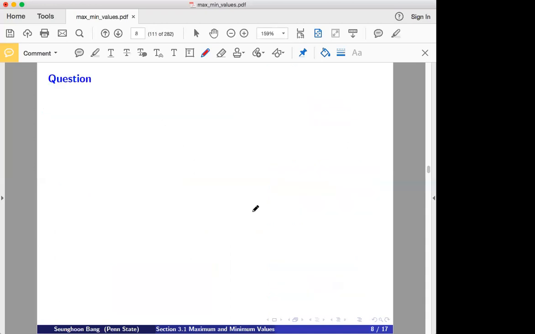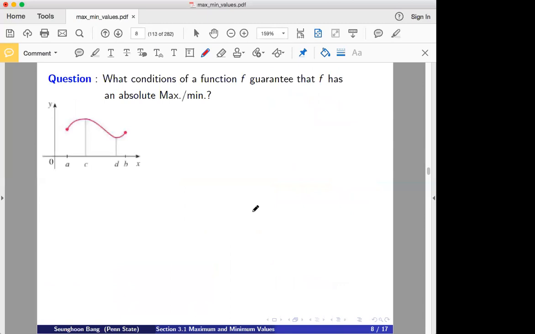So next, let's think about this one. What condition on a function f guarantees that f has an absolute maximum and an absolute minimum? Here, do we have an absolute maximum in this graph? Yes. Which one? What's the x value? Yes, c. This is the absolute maximum. Do we have an absolute minimum? Yes, d. This is the lowest point, and that is the highest point.